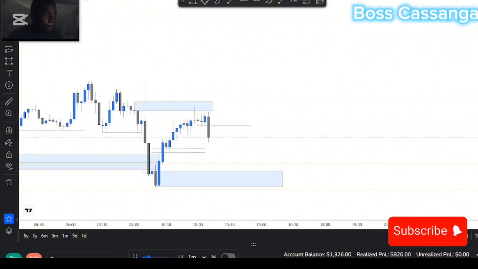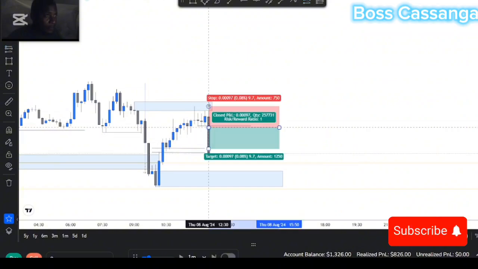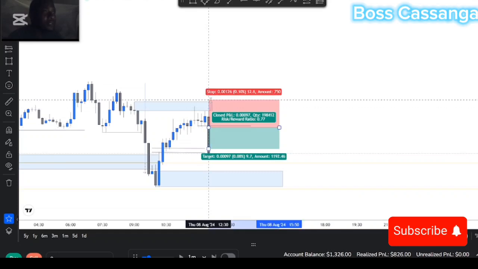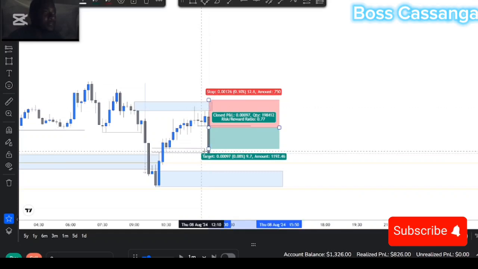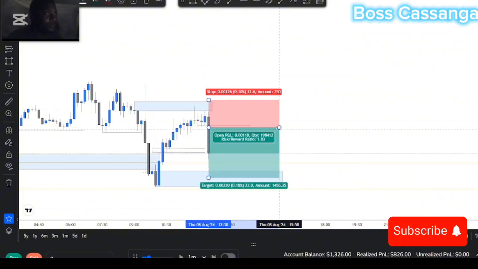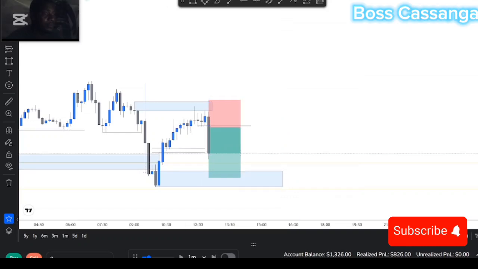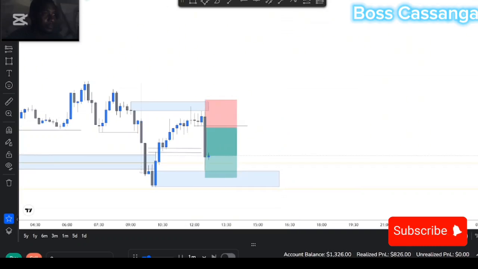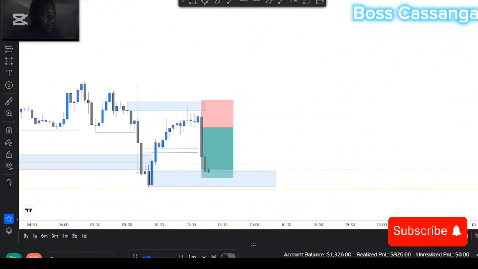That was too fast, but this could have been my entry. Come on. This could have been my entry, and my take profit at 50% of the demand zone right there. And let's see how it could have worked out. Okay, that could have been wonderful, that could have been a win.